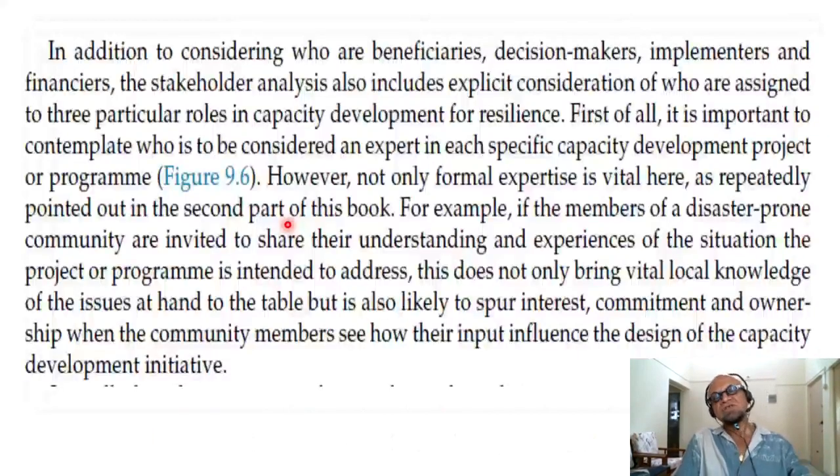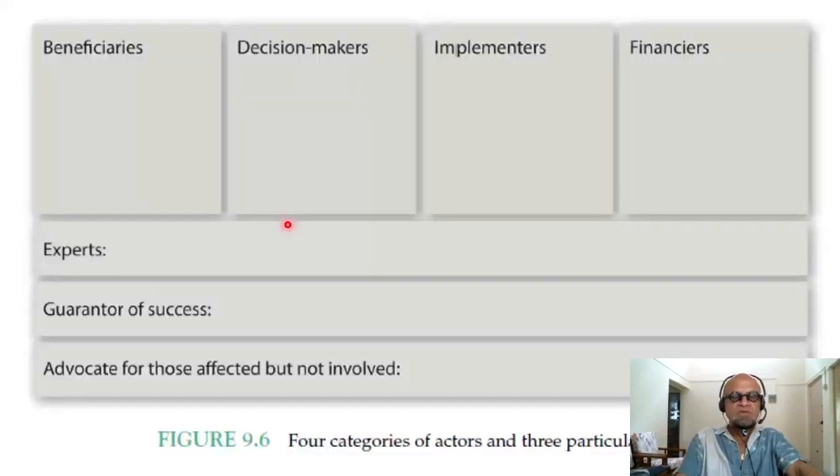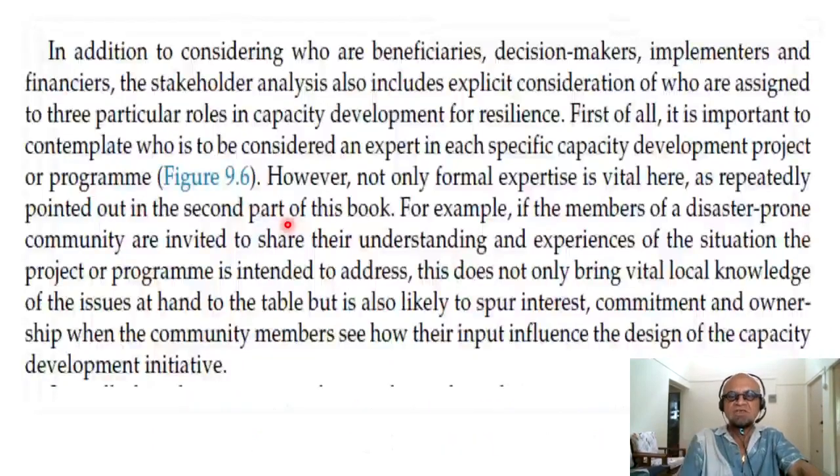So in addition to considering who are beneficiaries, decision makers, implementers, and financiers, the stakeholder analysis also includes explicit consideration of who are assigned to 3 particular roles in capacity development for resilience. So who's the expert, who's the guarantor of success, and who's going to advocate for those who are affected but not involved, do not have agency in the capacity development in this logical framework analysis.